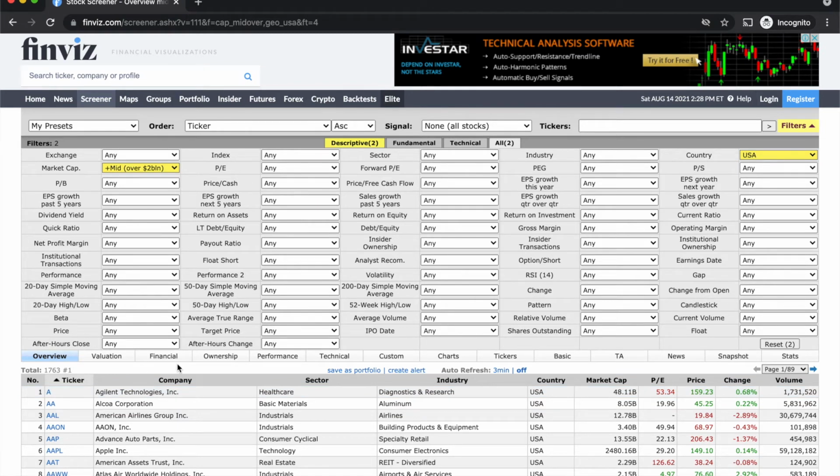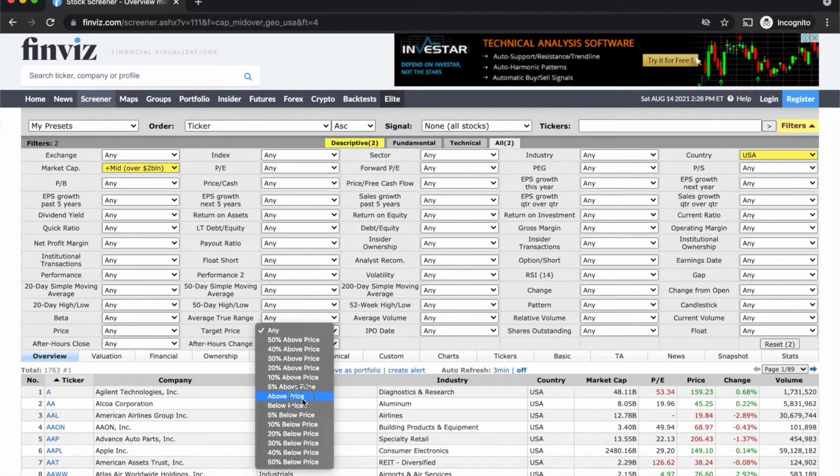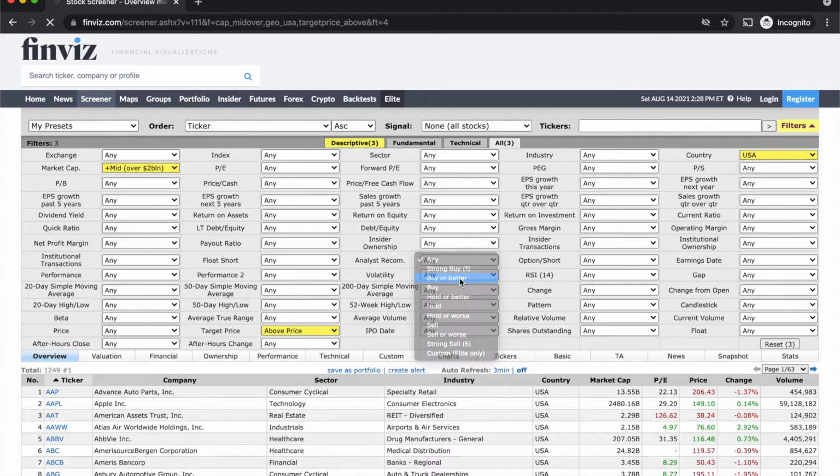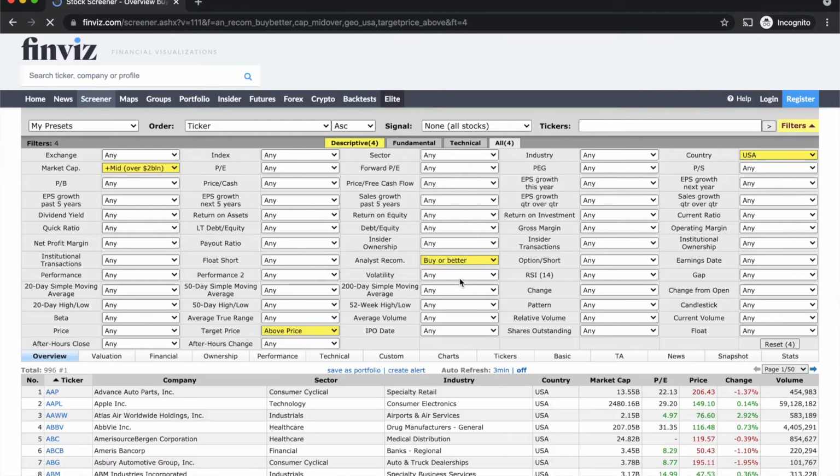The next two filters I'm going to put in are the target price, which I'm setting above price, and the analyst recommendation, which I'm putting as buy or better. So basically I'm trying to get feedback from the analysts. Different analysts give feedback on different stocks, and I've selected buy or better, so we are only looking at stocks which the analysts feel are buy or strong buy recommendations.